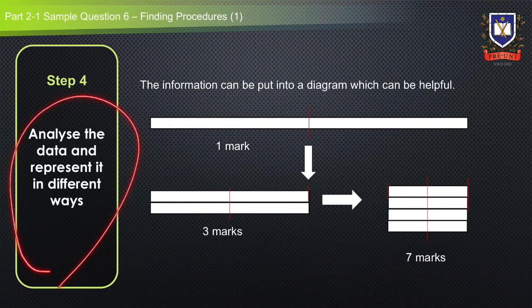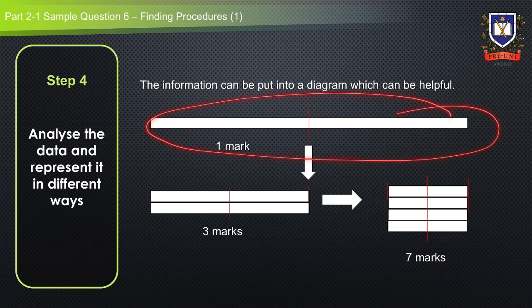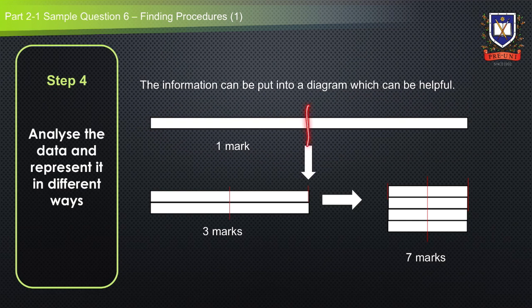Step 4 is to analyze the data and represent it in different ways. In this question, the information can be put into a diagram, which can be helpful. As we continue to fold the string in half, we will denote where the marks are with a red line. So firstly, with our complete string, we will draw 1 mark firstly in the middle. That will result in 1 red line.